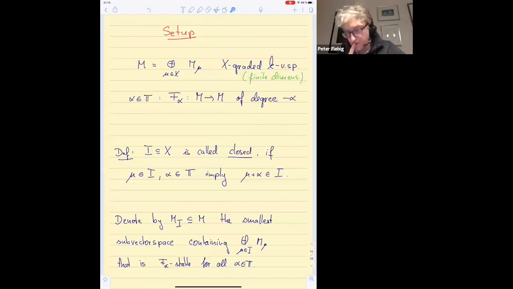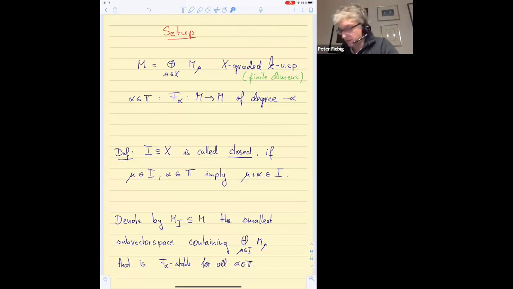Okay. So let me give you first a definition that we need in a second. A subset of the weight lattice, I want to call it closed if it has the following property. If we have an element in this subset and a simple root, then also their sum is in this subset. So the closed subsets are kind of open to plus infinity in a sense. This actually gives you a topology on X, but we don't really need that.